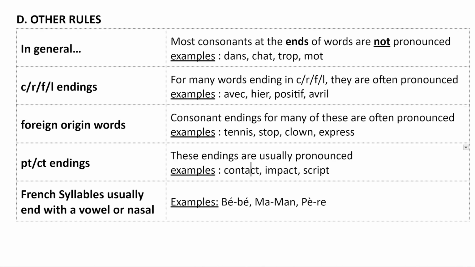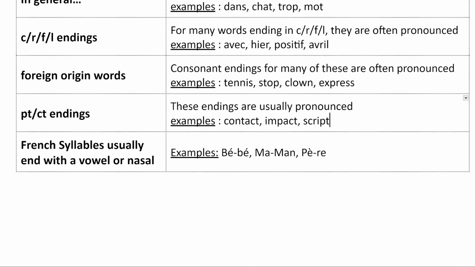Most endings that are CT or PT are pronounced, so examples are contact, impact, or script. So we do pronounce the two consonants. And just as a general rule of thumb, usually French syllables end with either a vowel or a nasal. And French as a language is very, very flat, so it's not intonated like English is. And you see, when you hear French, the words are very, very flat, meant to be said very smoothly.